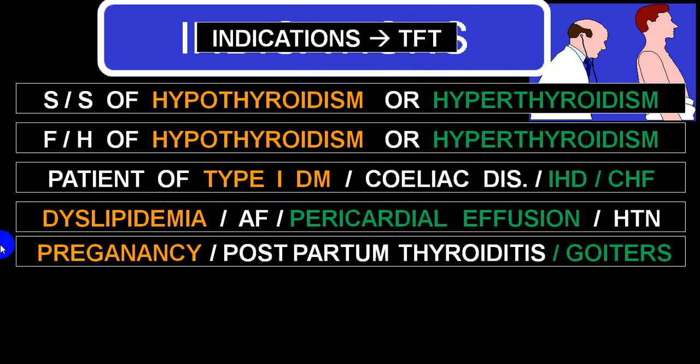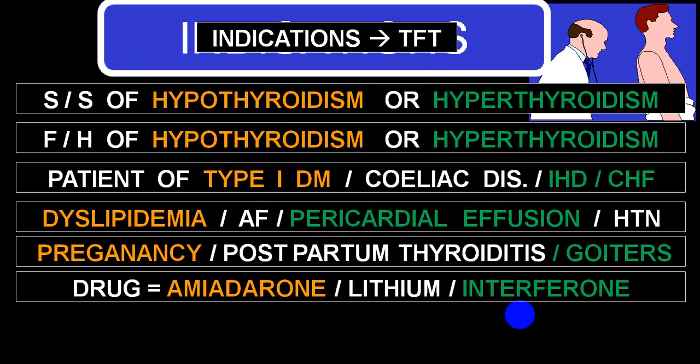Also before pregnancy, that is preconception, conception, during the entire pregnancy period and also during the postpartum period, to identify thyroiditis, autoimmune thyroiditis, also postpartum thyroiditis, if a female has goiter, or during pregnancy if there is any thyroid disorder. A very common disorder is autoimmune thyroiditis, which produces hypothyroidism.